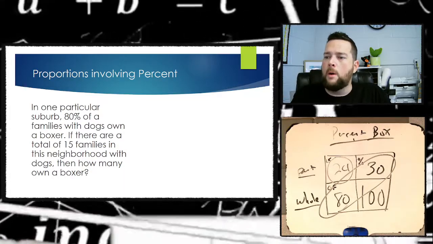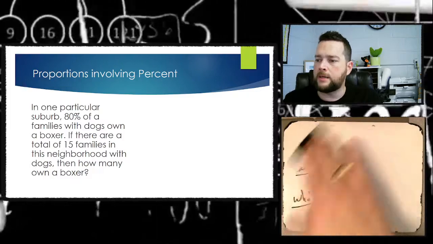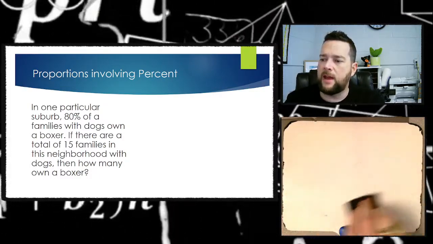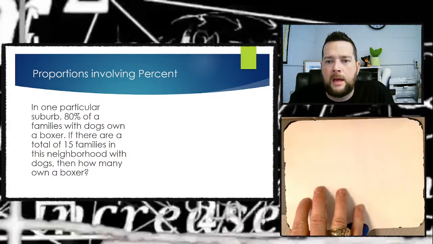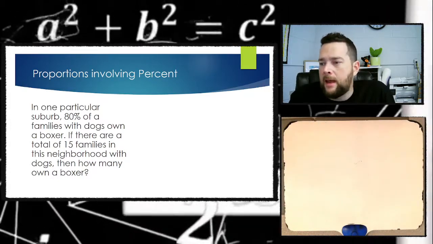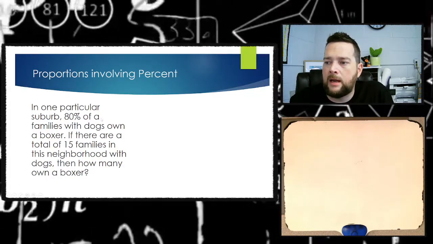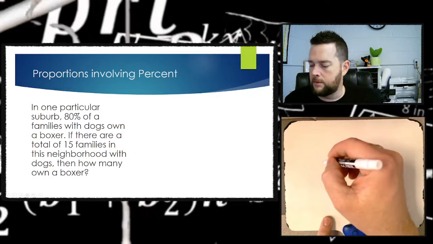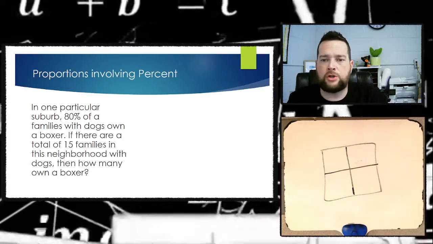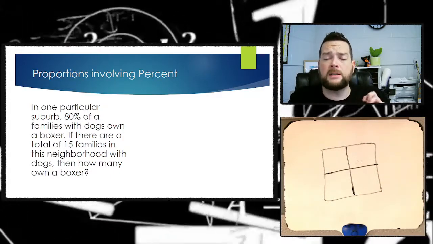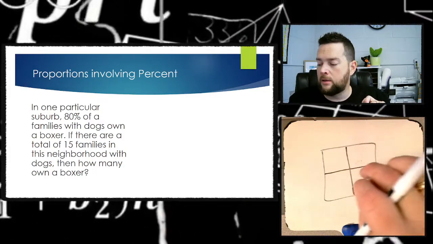In one particular suburb, 80% of families with dogs own a boxer. If there are a total of 15 families in this neighborhood with dogs, then how many own a boxer? Well, we have a problem here, and I'm wondering what to do with it. But I see this percent symbol, and I'm going to remember that Mr. Malden told me that whenever I see the percent symbol, my first inclination should be to use a percent box. That's a great tool to use, because I'm going to set up a proportion here inside these little boxes right here.